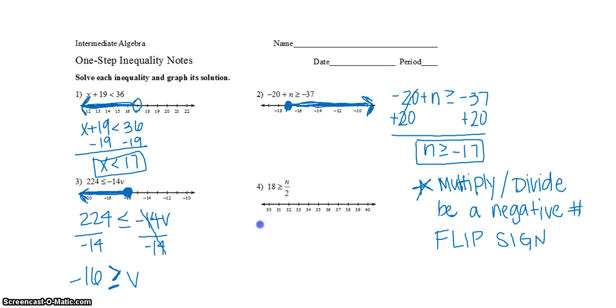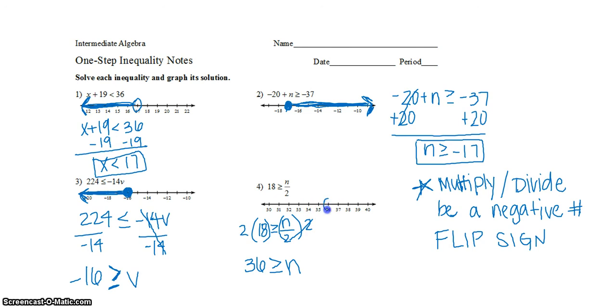On number 4, I have 18 is greater than or equal to n over 2. N over 2 is like n divided by 2. So to undo that division, I'm going to multiply both sides by 2. 18 times 2 is 36. I multiplied by a positive 2, so I did not change my sign. Over here the 2s canceled, I'm left with n.